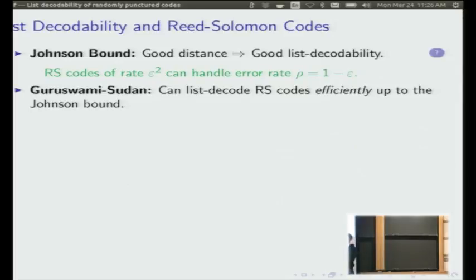And the remarkable thing about Reed-Solomon codes for list decoding is this great work by Guruswami and Sudan in the late 90s, which shows that you can actually list decode Reed-Solomon codes up to the Johnson bound efficiently. And this has been very important and has sparked a lot of work on list decoding in the past decade or so.